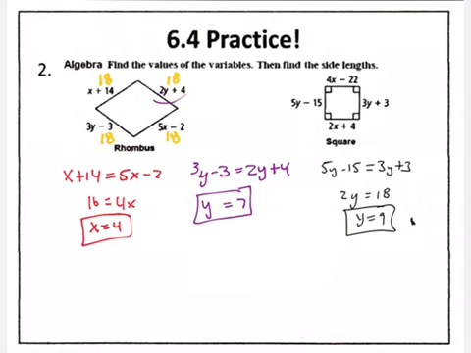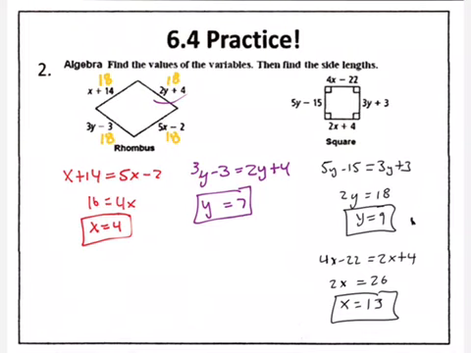Then I'll match up the x's, so I've got 4x minus 22 equals 2x plus 4. I'll subtract the 2x, so I've got 2x, add the 22, that's 26, divide by 2, so you get x equals 13.